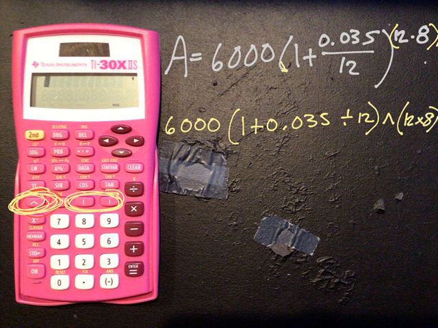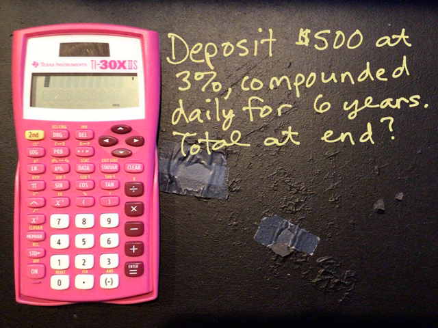If you plug it into your calculator exactly like that, straight across on the TI-30XIIS, you will end up with a value of $7,935.54 when we round to the nearest penny. And that is the basics of using the calculator. Now I want you to try one yourself.